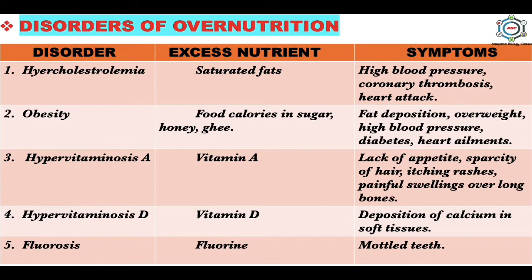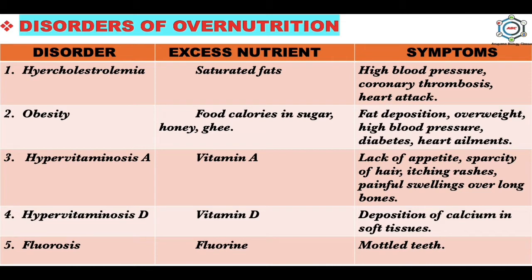And the symptoms are fat deposition, overweight, high blood pressure, diabetes, heart ailments, etc. Next is hypervitaminosis A, which is caused by excess vitamin A in nutrients, and the symptoms are lack of appetite, sparsity of hair, itching rashes, painful swelling over long bones, etc.